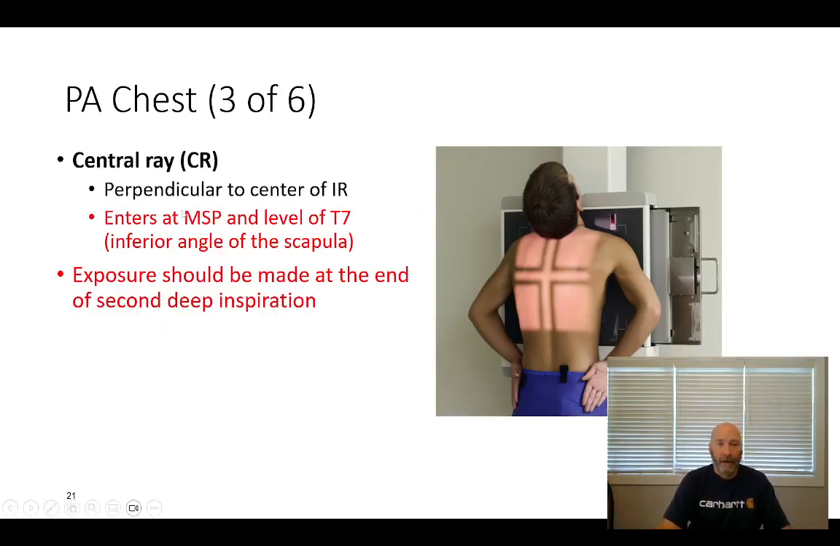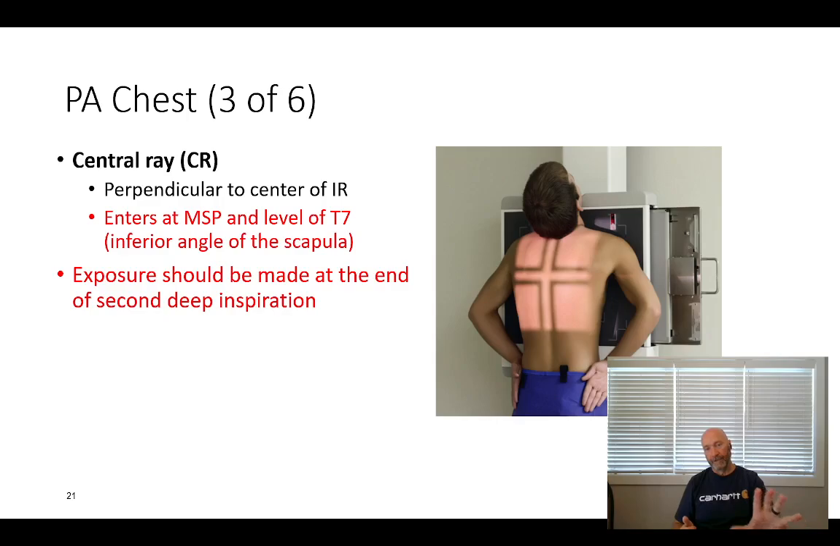All right, so the central ray should enter the mid-sagittal plane at T7, level of the inferior border of the scapula. You make your exposure at the end of the second deep inspiration. So you're positioning your patient. You want to make sure you shove your bucky in. The image receptor is still sticking out there. So image receptor all the way seated.